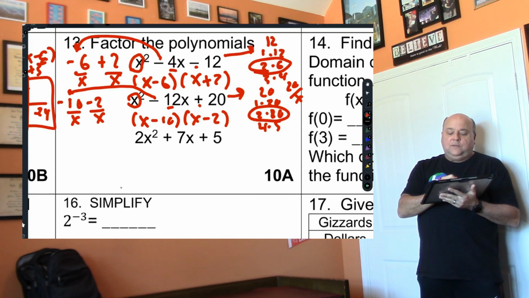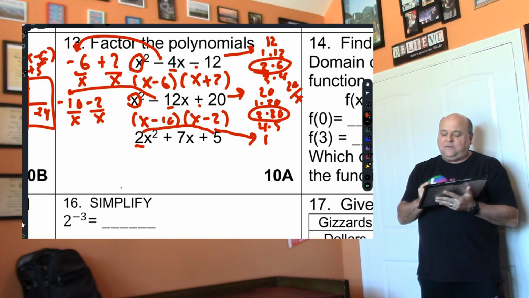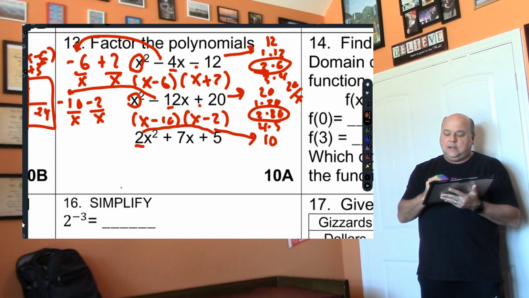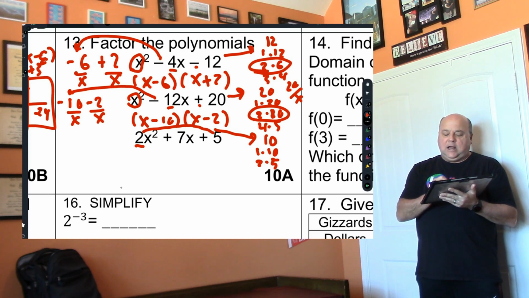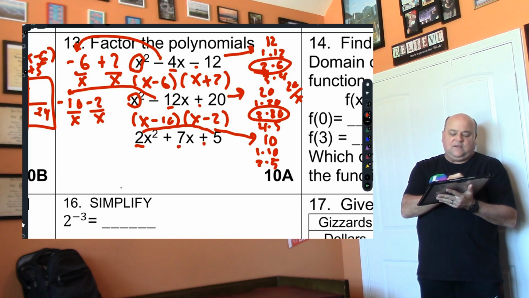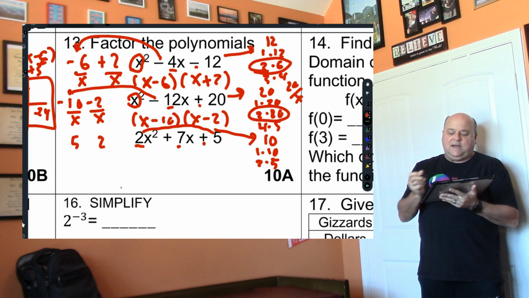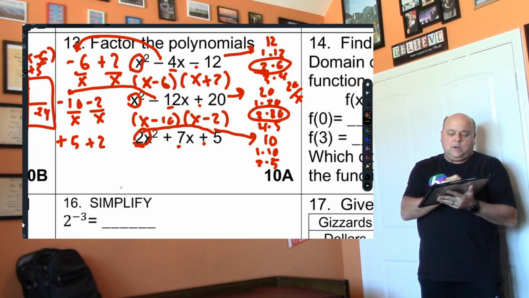On the next one, there's a 2 right here. So we got to take the 2 and multiply it by the 5. And we're going to get 10. This one's pretty easy because it's just 1 and 10 and 2 and 5. And I want to add and get 7, so the 2 and the 5 work. So I'm going to put 5 and 2. The plus goes in front of the 5. The 2 needs to be positive, and this 2x goes on the bottom.